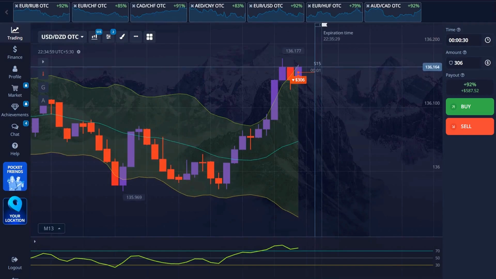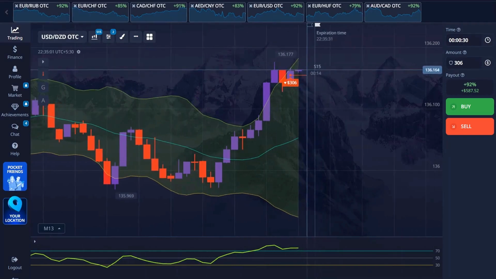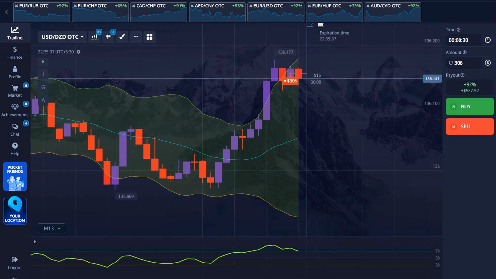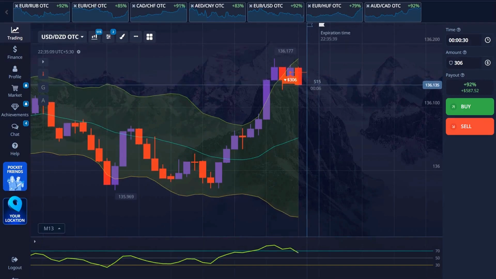Enter a sell trade. If you use 15-second candles, keep trade expiry at 30 seconds. If you use 1-minute candles, keep trade expiry at 2 minutes. Always match expiry with two candles of your chosen time frame.